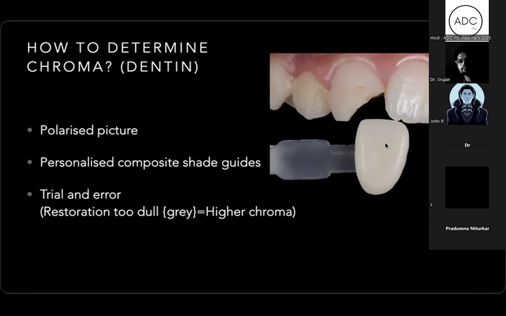And if you don't want to do this, obviously you can just take buttons and place them on the tooth, and then you take a cross-polarized picture. That is going to give you enough information on all the dentine shades.